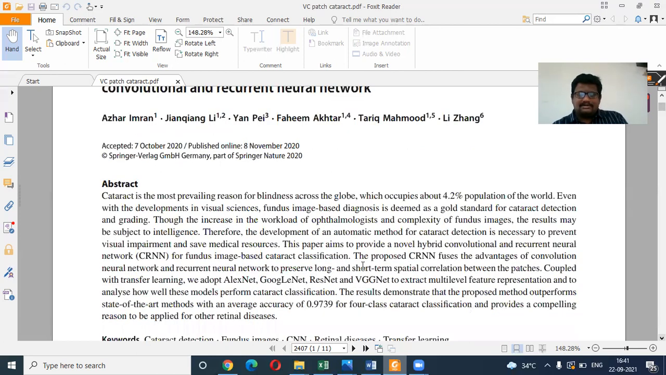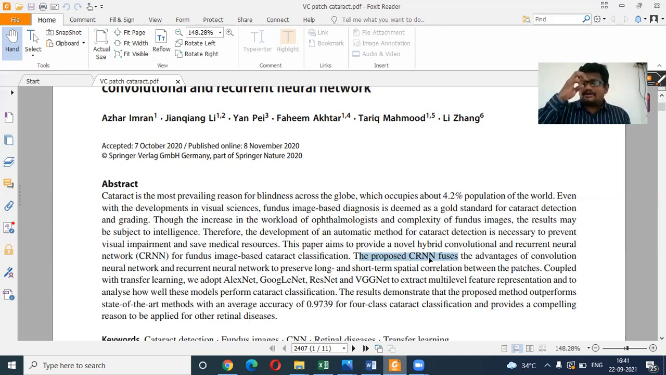The proposed CRNN uses convolutional and recurrent neural networks. So they are using both a convolutional neural network and a recurrent neural network. Why? To take the advantages of both. With the convolutional neural network, they take the image patches as the input, and the weights are learned with respect to particular patches. After that, the recurrent neural network is applied. The recurrent neural network used here is the LSTM, long short-term memory.